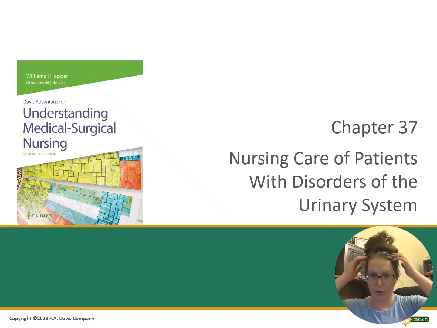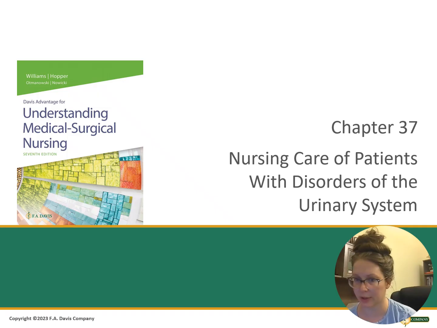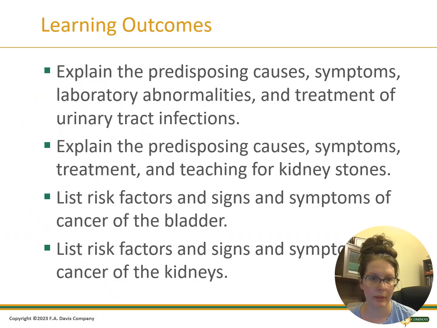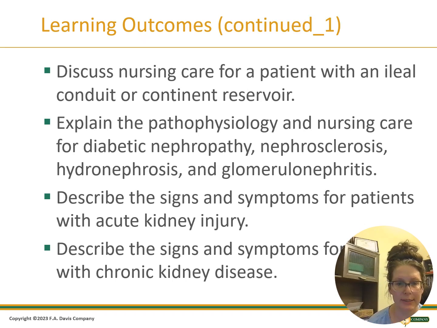Okay, so we're moving on to chapter 37, our nursing care of the patients with disorders of the urinary system. We have our learning outcomes here: explaining the predisposing causes, symptoms, lab abnormalities, and treatments of UTIs; explaining the predisposing causes, symptoms, treatments, and teaching for kidney stones; listing risk factors and signs of cancer of the bladder; listing risk factors, signs and symptoms of cancer of the kidneys.